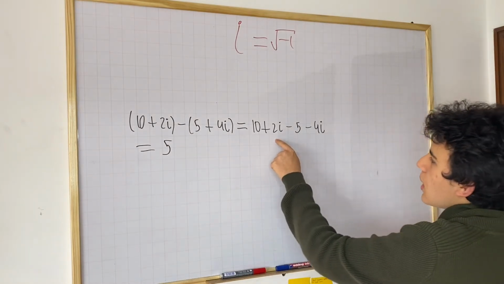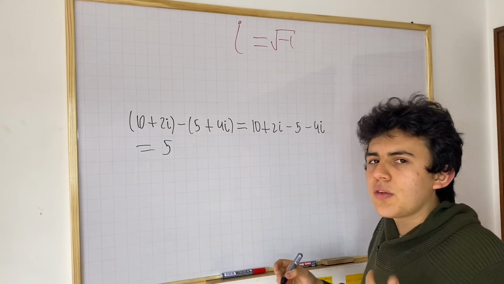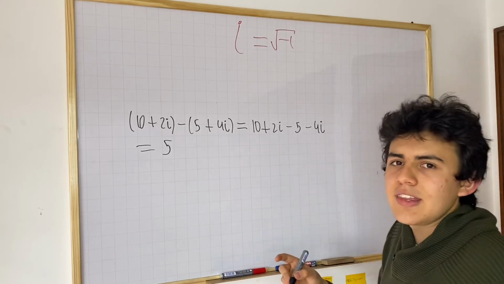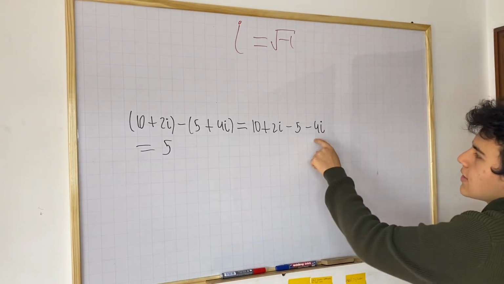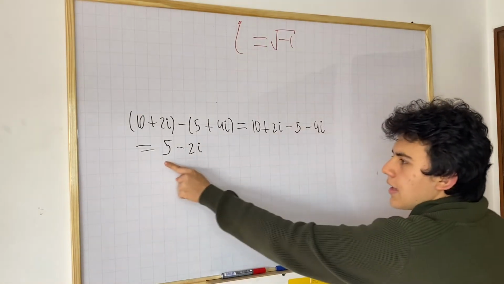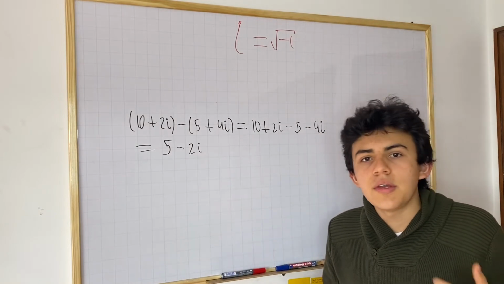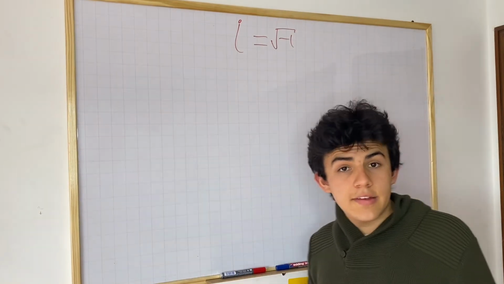And we know 2i minus 4i, imagine it is just simply 2x minus 4x. We know that's negative 2x. In this case, negative 2i, minus 2i. And this is our answer. As you can see, it is pretty simple. You're just doing algebra.